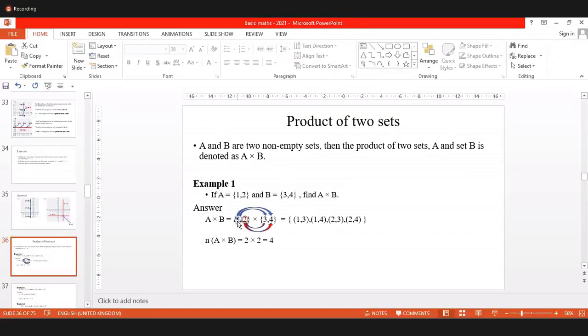First we consider this one, then we merge this one with the elements of the set B. 1, 3, 1, 4. You see? Again, we consider this second element. Then we merge this one with these two elements. 2, 3, 2, 4. Right? Then if you write this one, you can simply say it is having two elements. This one is having two elements.